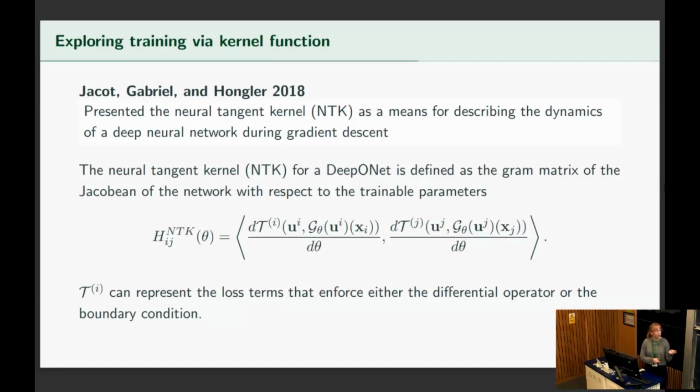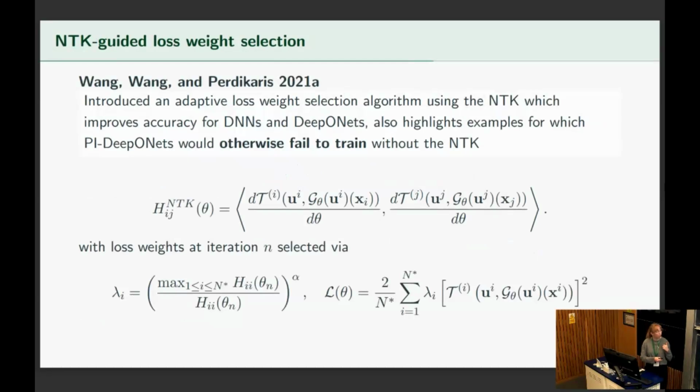matrix actually characterize the rate at which your loss function converges during training. I'm saying this because this work was then used to come up with a way to actually select your loss weights that can improve the accuracy of a physics-informed DeepONet. So based on the theoretical findings, Wang and Perdikaris in this 2021 paper presented an adaptive loss weight selection algorithm where every 1,000 iterations during training, we compute the NTK and take its eigenvalues and update our loss weights according to this formula.